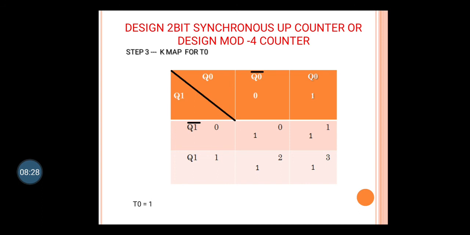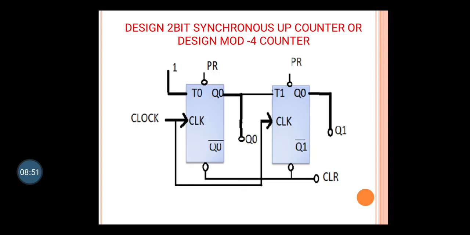K-map for T0. Here you can find, in the whole table, it is 1. So the whole table is filled with 1. If all the K-map is completely filled with 1, then the output is always 1. And if all the table is completely filled with 0, output is 0. So here the whole table is filled with 1. There is no need of grouping. The name of the output is T0, and that is equal to 1.